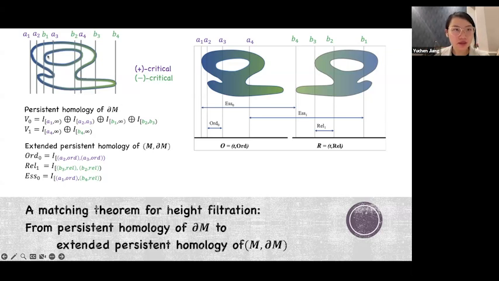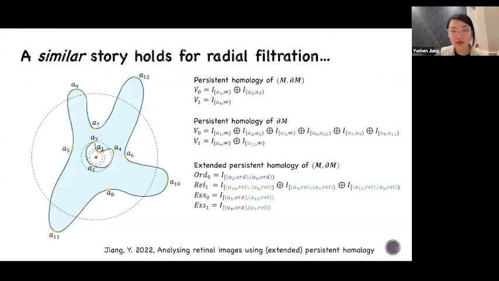On the other hand, B1 and A4 are on the interior boundary of the snail. So what we'll do is flip the ordering, and this will get mapped to the n-1 dimensional essential class, which in this case is just the one-dimensional essential class. So this is pretty much the story for height filtration. And in some cases, it might be even more natural to consider a radial filtration.